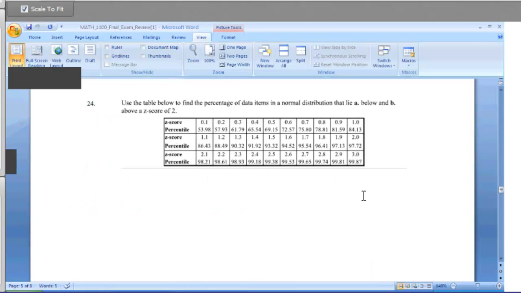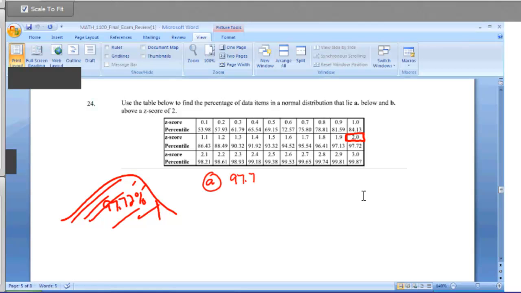All right, for 24, use the table below to find the percent of data items in a normal distribution that lie A first, below, and B above a z-score of 2. So let's go find our z-score of 2, which is right here. And underneath that, we see the 97.72. So in our normal distribution, the z-score of 2 is saying that there is 97.72% below the z-score of 2. So for A, our answer is going to be 97.72.